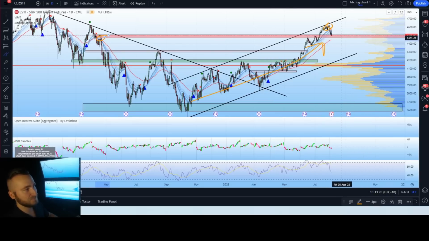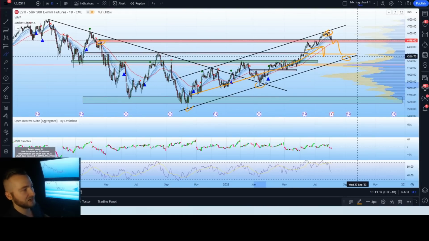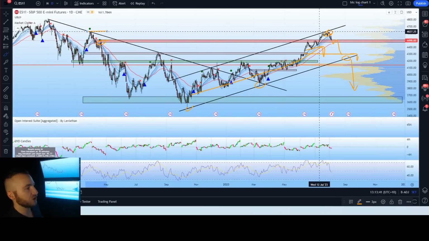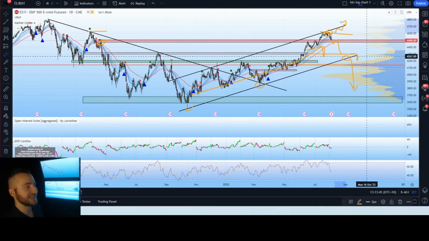A loss of the major support at 4,500 will result in a move towards our next level of support at 4,300. A loss of our high time frame uptrending support level, which is represented by this uptrending trend line, could put the S&P 500 into a weekly downtrend. If the bulls want to reclaim control, they need to start pushing the price over these 4,600 highs and start to break upwards and ladder upwards.